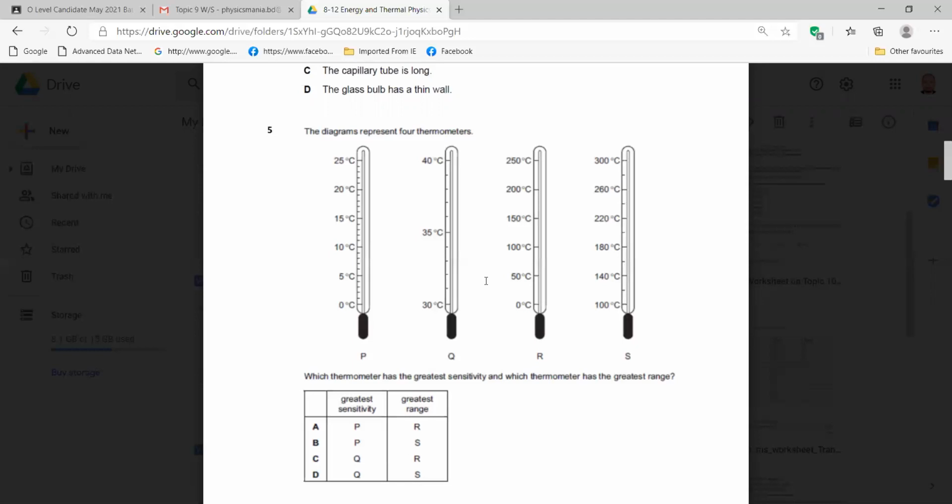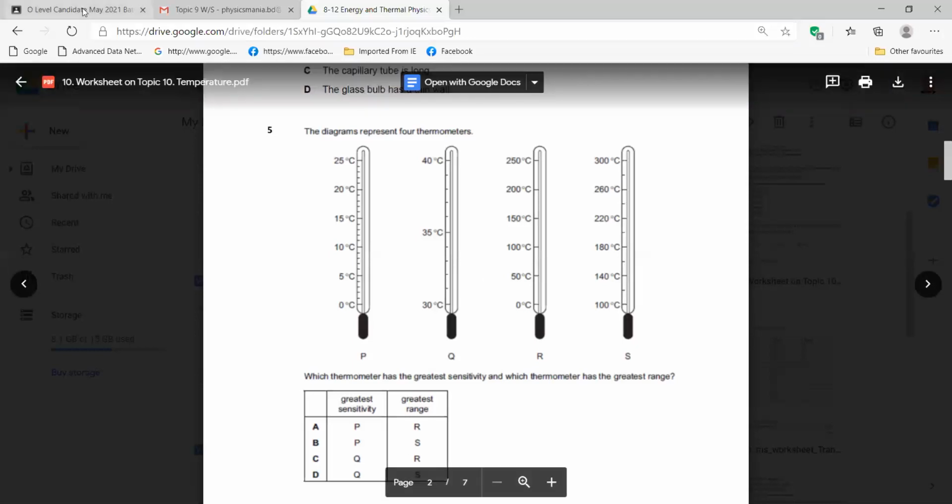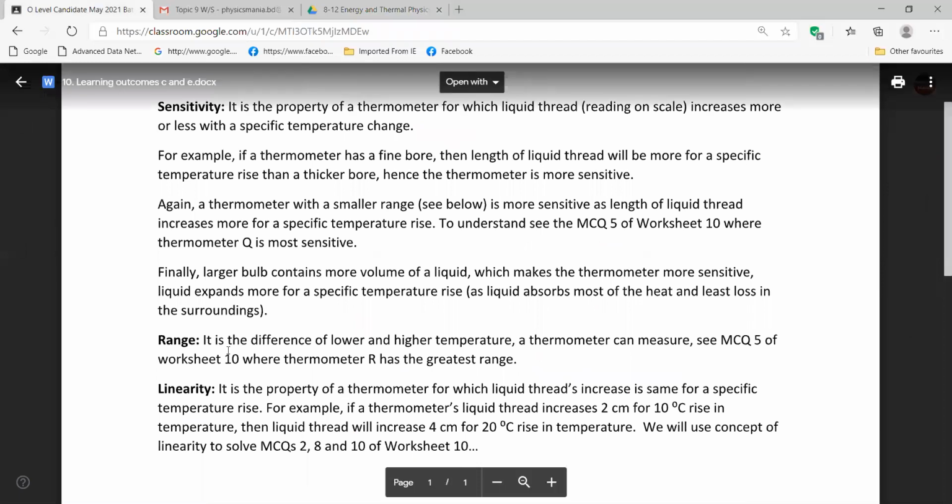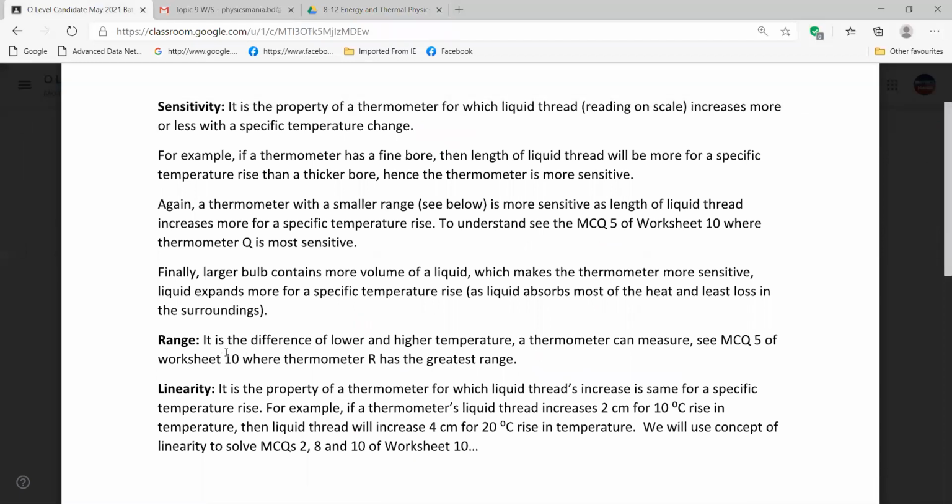Range, is it clear now? Okay, now you write it. Range. You write, and you already saw MCQ 5, so it's clear to you. Please write quickly.